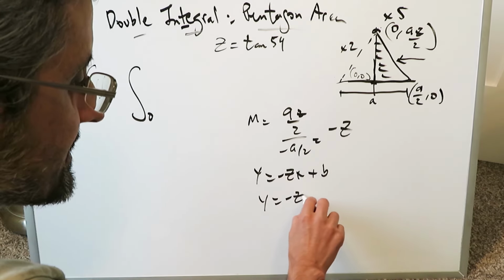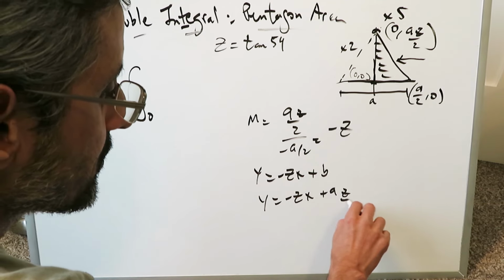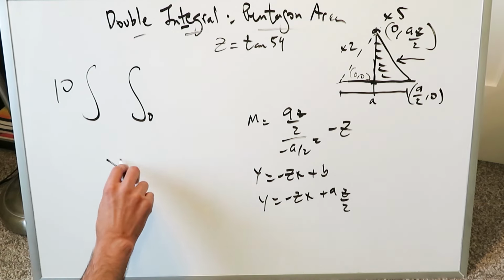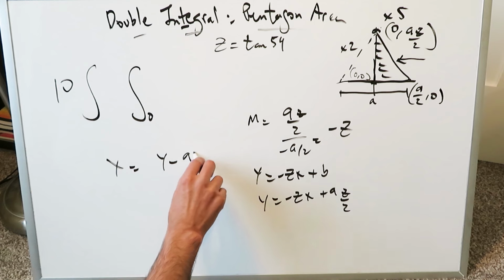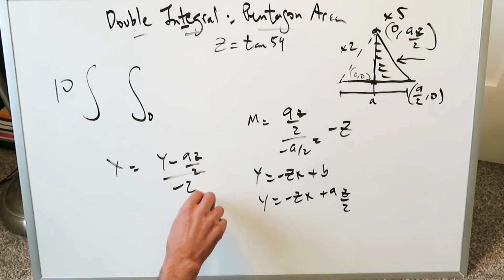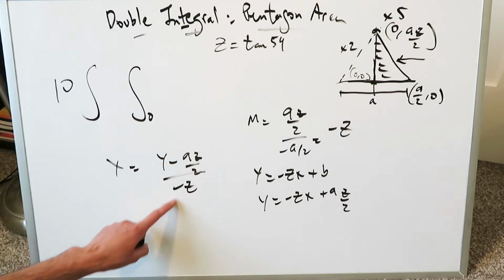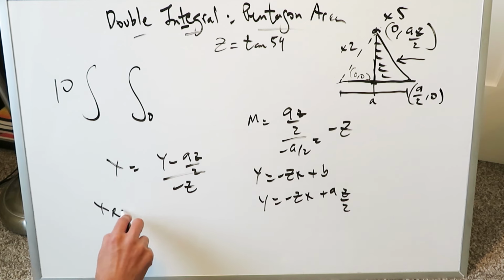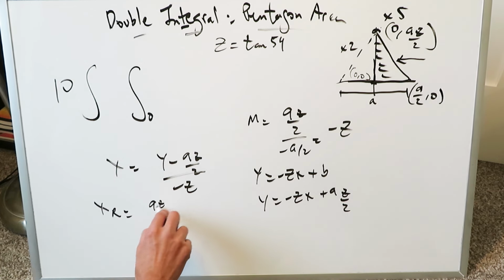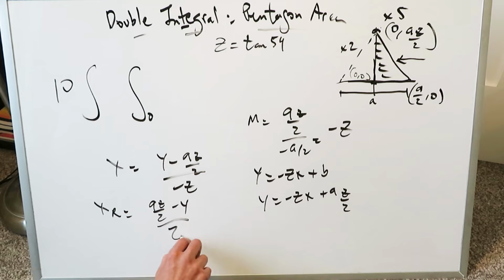Y is equal to minus zx plus az over 2. Solve for x. X is equal to (y minus az over 2) divided by minus z. Reshuffle everything around by means of this. You can say your right boundary curve is equal to (az over 2 minus y) divided by z.